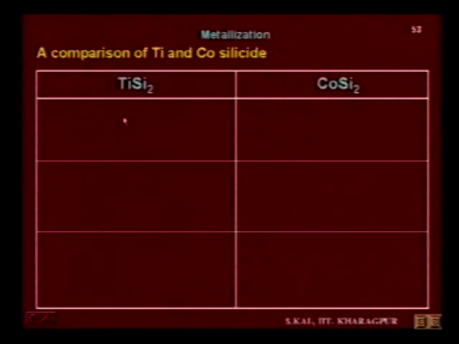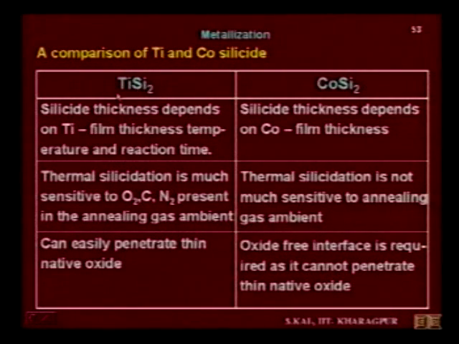So now, among the refractory metal silicides, titanium and cobalt are two important materials because of certain advantages of titanium and cobalt silicides. Those advantages are mentioned, and their properties are compared in this table. TiSi2, titanium disilicide, and CoSi2, cobalt disilicide. Among the different phases of titanium silicide, TiSi2 has the lowest resistance. Similarly, among the different phases of cobalt silicide, CoSi2 has the lowest resistivity. If you compare these two, titanium silicide thickness depends on titanium film thickness, temperature and reaction time. In case of cobalt silicide, silicide thickness depends on cobalt film thickness only.